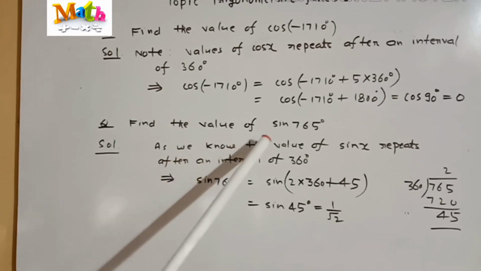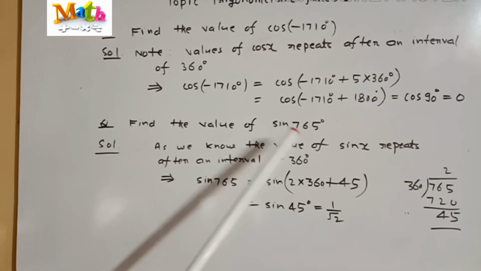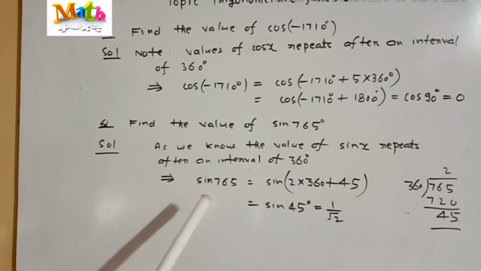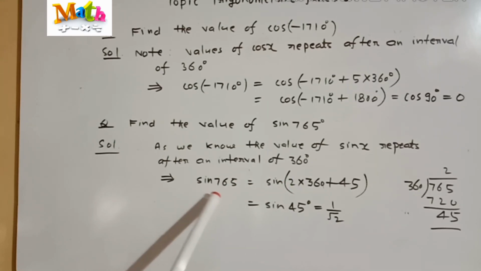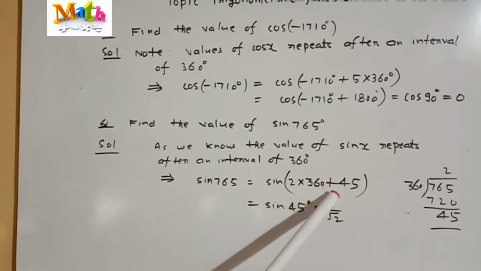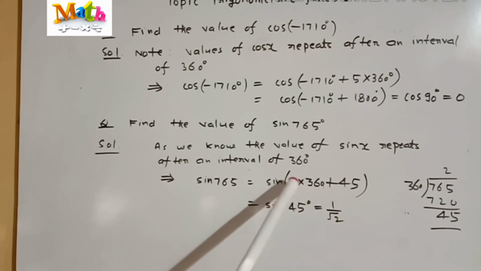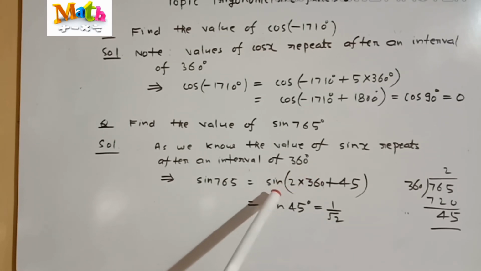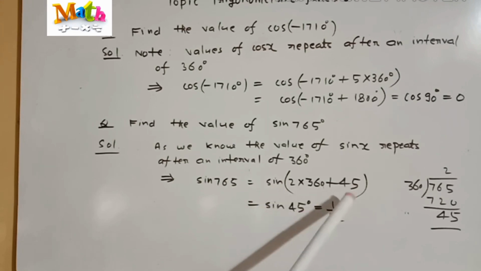And in the next question you have to find the value of sin 765. The same rule will be applied. The value of sin x also repeats after an interval of 360 degree. So sin 765 can be written as sin of 2 into 360 degree plus 45, where the multiple of 2 times will give no effect, so the value will be only sin 45, and the value of sin 45 is 1 by root 2.